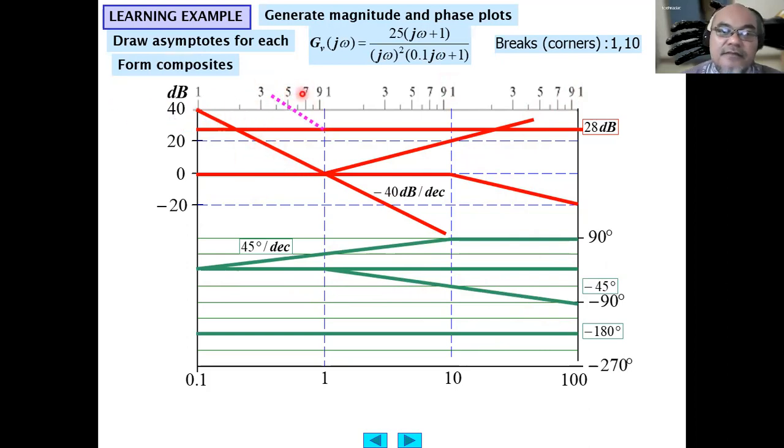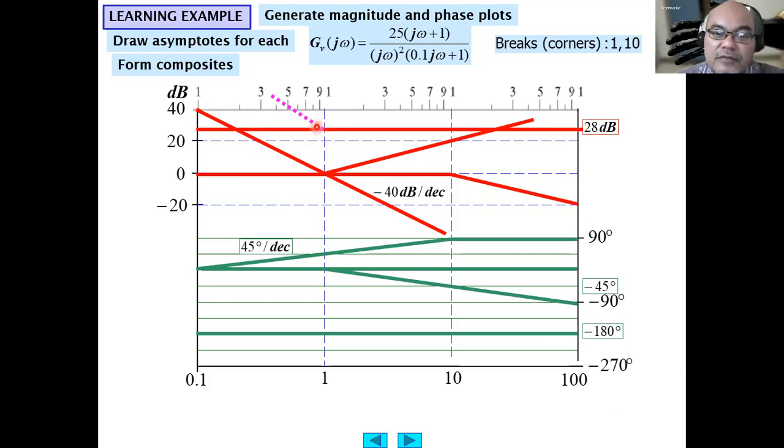So then at this part, it will be the addition of 28 plus 40, or 68 here. This is not drawn here. So at 1, it becomes 28 decibel, exactly 28 decibel, because this other contribution is 0 here.